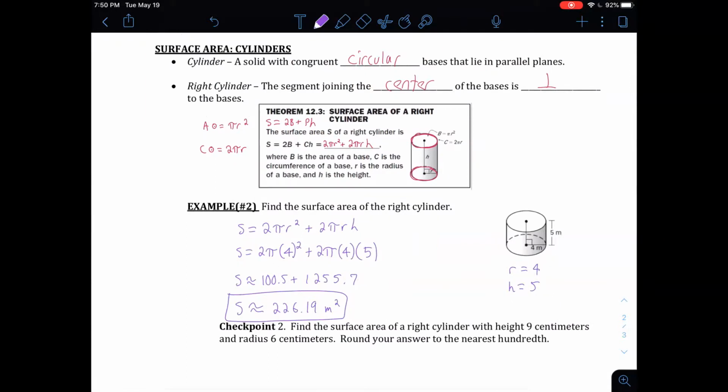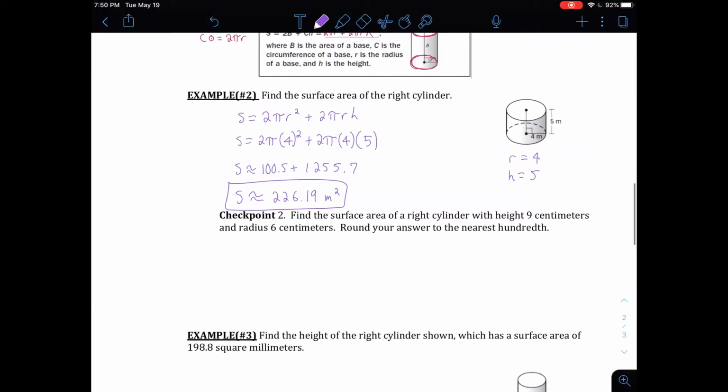Okay, so let's just plug it into that formula. It's the same principles as before, but it's just a little bit goofy with circles. Why don't you guys try checkpoint 2? It's the same thing, but now we have a height of 9 centimeters and a radius of 6 centimeters.